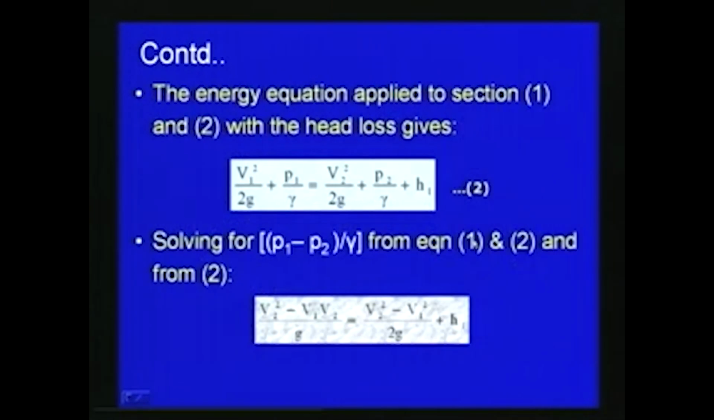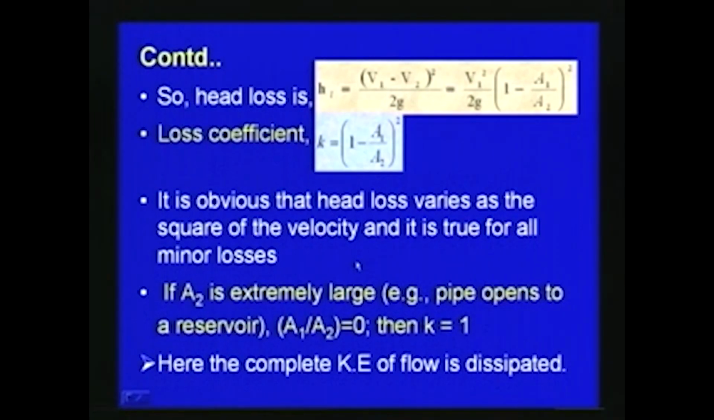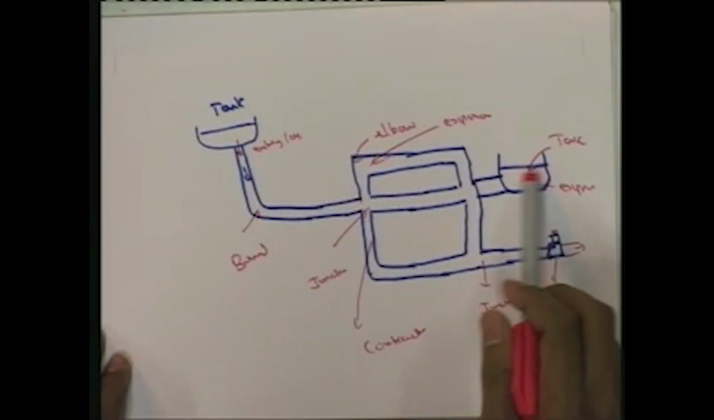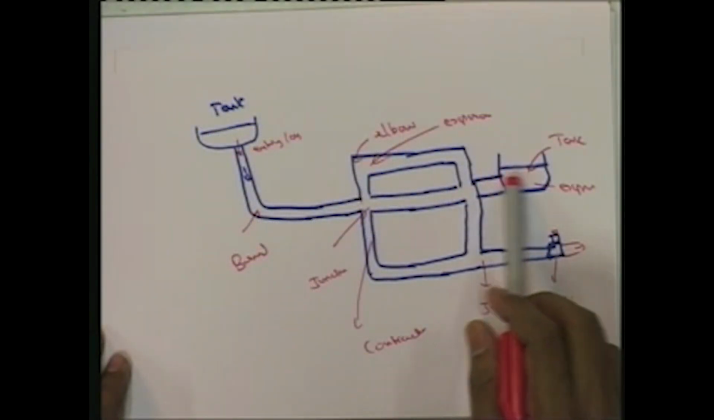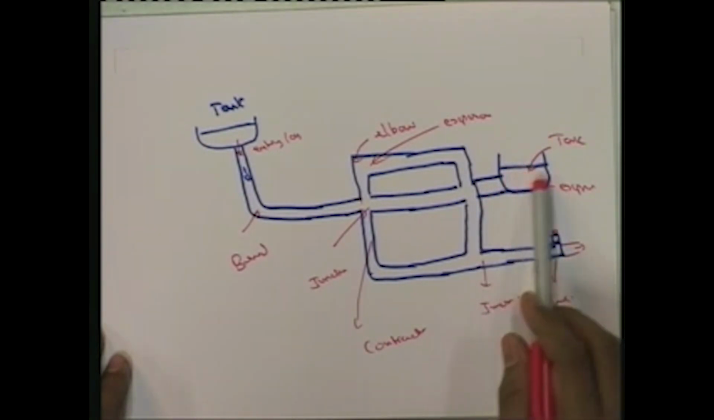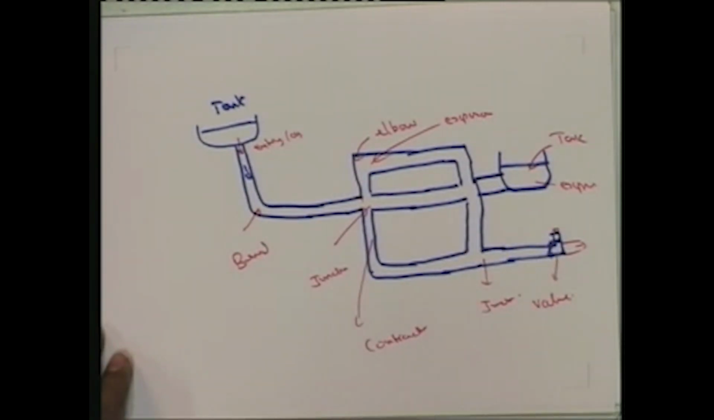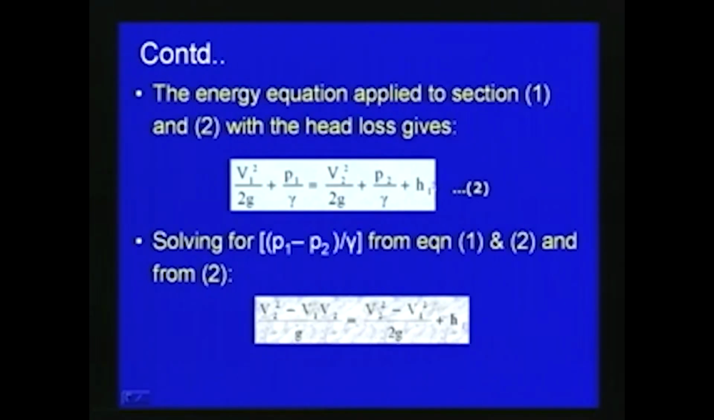And at the expanded section, the cross section is A2. If A2 is extremely large, as we have seen, the complete kinetic energy of flow is dissipated, as when the pipe flow is released to a tank or a reservoir. So, it is a complete expansion, and the total kinetic energy of the flow is dissipated here. This is the expression for the expansion.